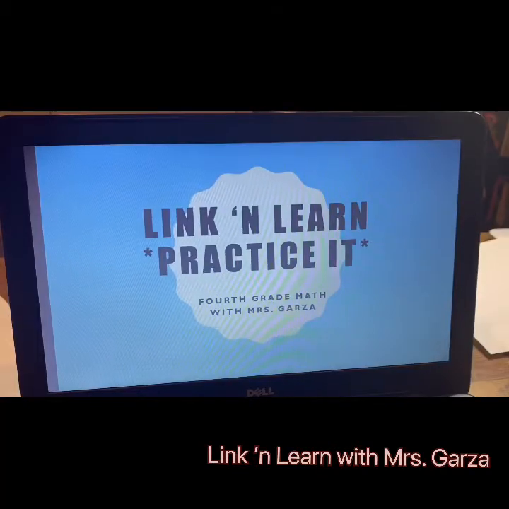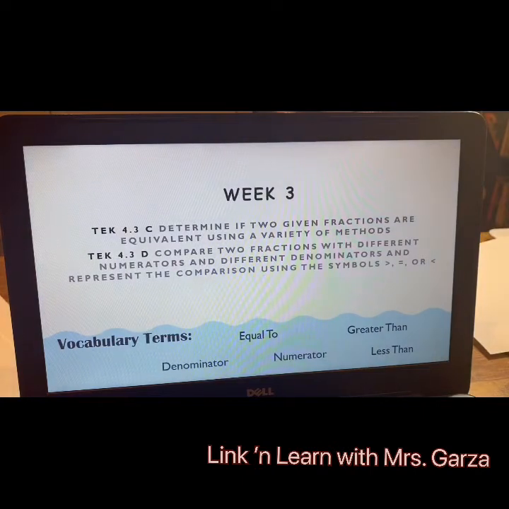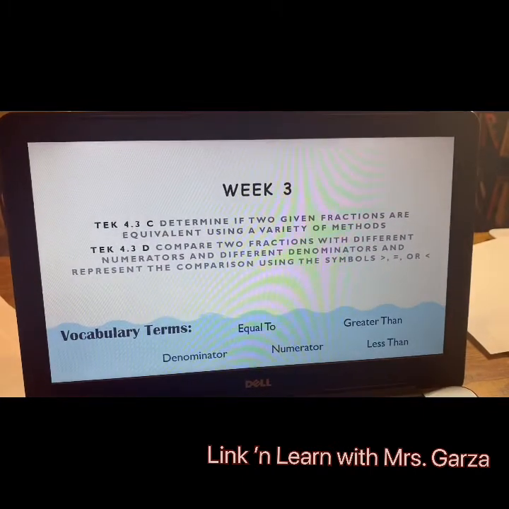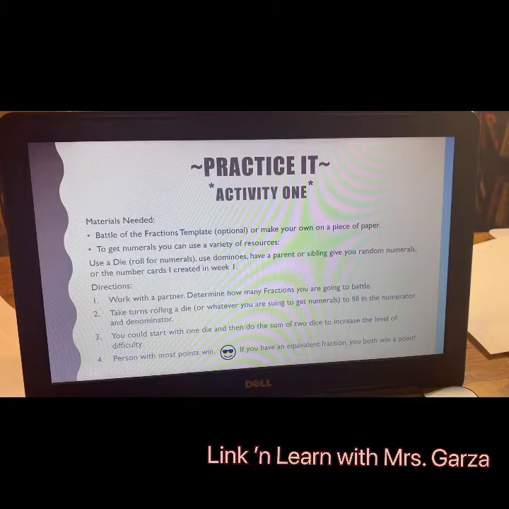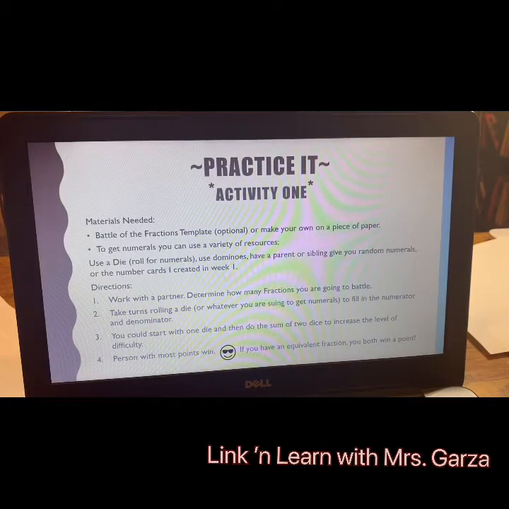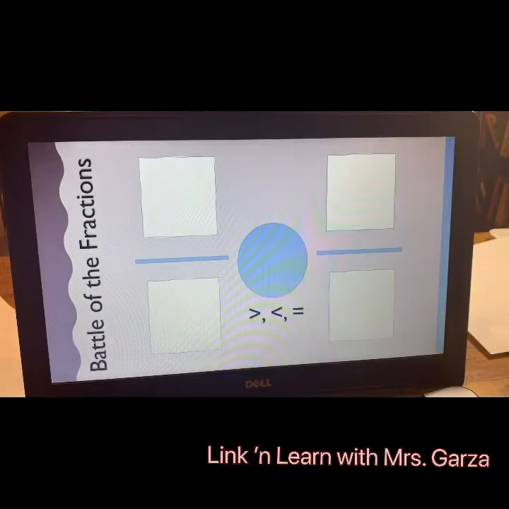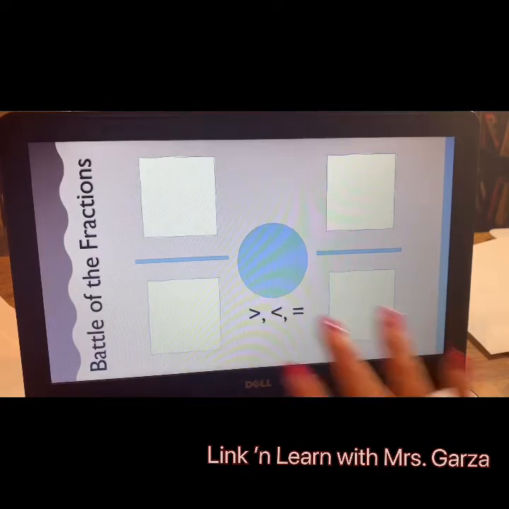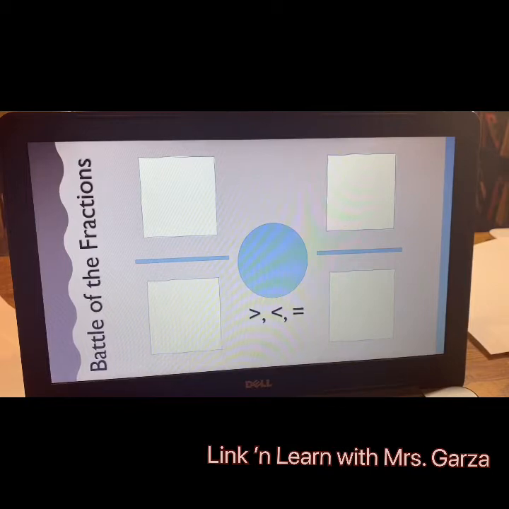Okay, for this week's Link and Learn, practice it. I have the vocabulary terms there, the TEK, and also for the practice that I put, the battle of the fractions, okay? So you're going to play a game where it looks like this. This is your template. You're going to be able to use dice, and call out some fractions. You don't have to use this paper or print it out. You can use a loose leaf paper, and I'll show you how to do that in just a minute.